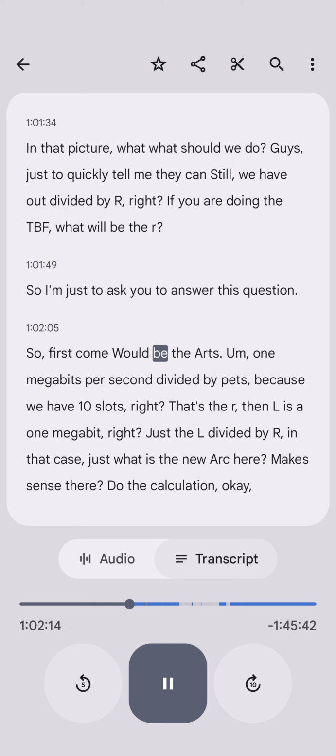So first, tell me what will be the R? 1 megabit per second divided by 10, because we have 10 slots, right? That's the R. Then L is 1 megabit, right? Just the L divided by R. In that case, what is the new R here? Make sense? Then you do the calculation, okay?